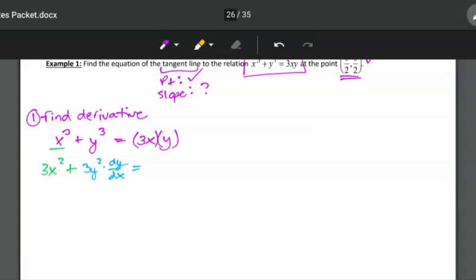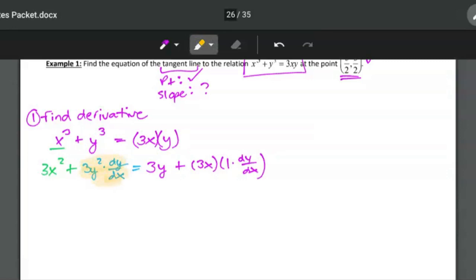Again, these are our two quantities that we're multiplying together. So derivative of 3x is 3, keep the y the same, plus, let's keep the 3x, and derivative of y is just 1, but you'd have to multiply by a dy dx. All right, so we need to get dy dx by itself. We need to solve for dy dx.